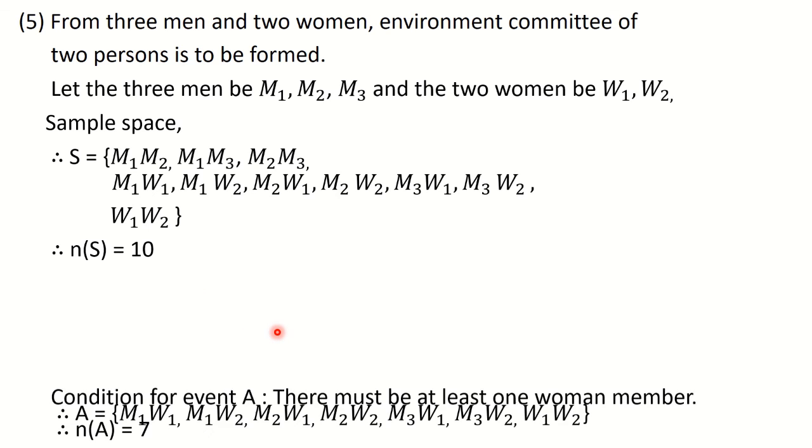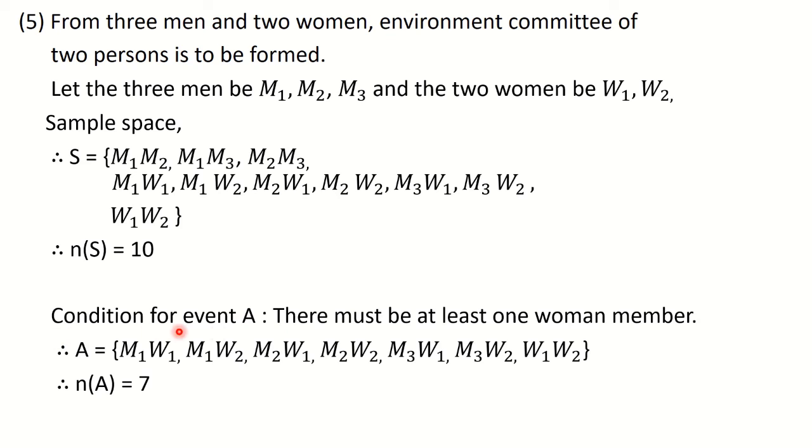Now let us go for the condition. First condition for event A, there must be at least one woman member. At least one means what? More than one is also allowed. 2 women also are allowed.